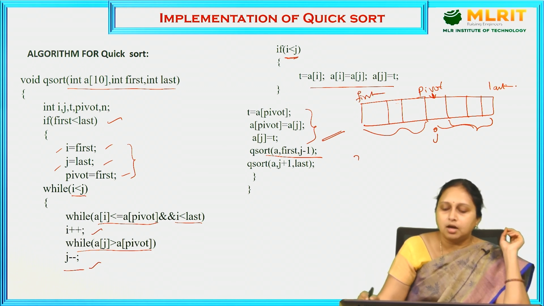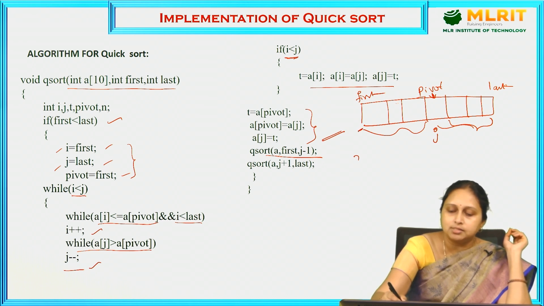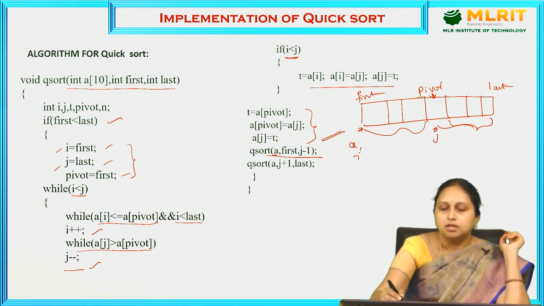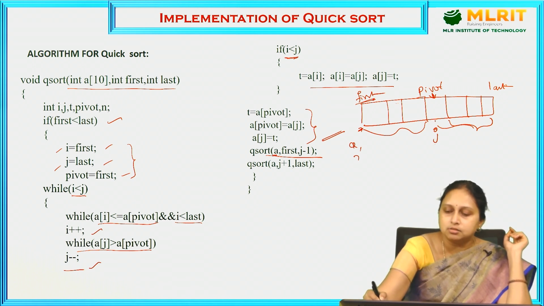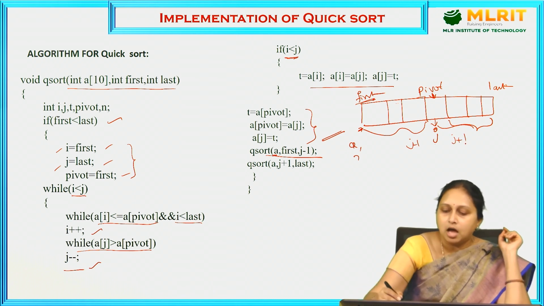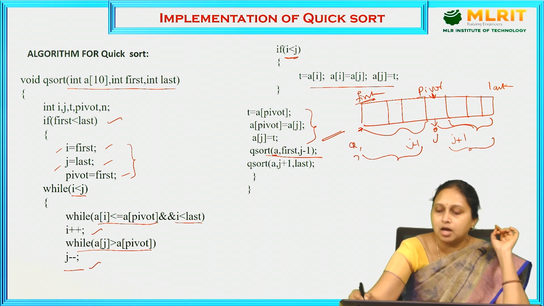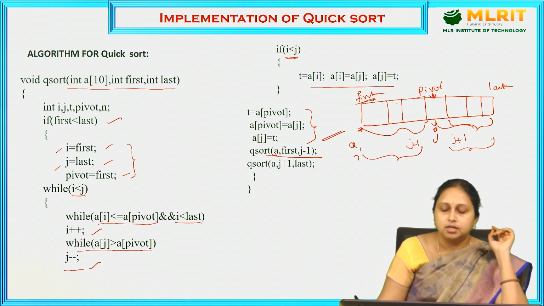Now, quick sort of A, which is your array starting address or base address, starting with the name A. Quick sort of A comma, this is locating the first position, and this pivot element is pointing to J, and this is called J minus 1 and this part is called J plus 1. A to J minus 1 is called the left sublist, and J plus 1 to last is called the right sublist. That is why we are going to call them recursively.